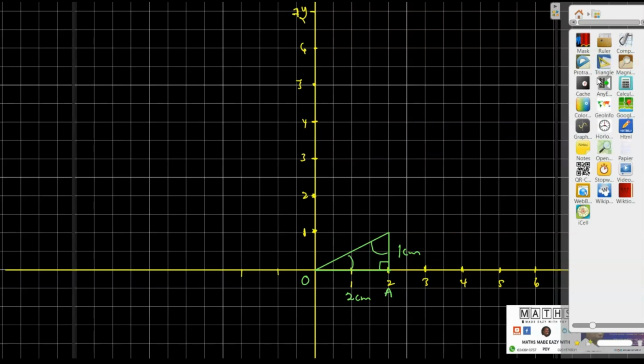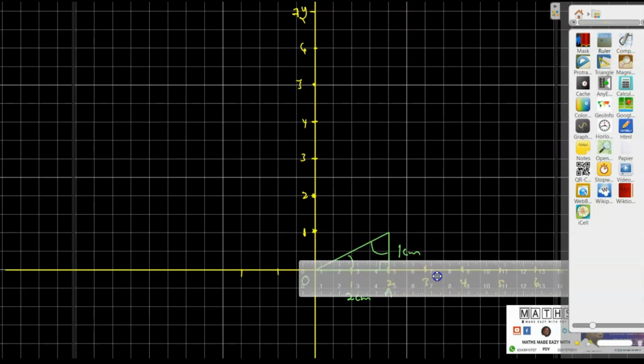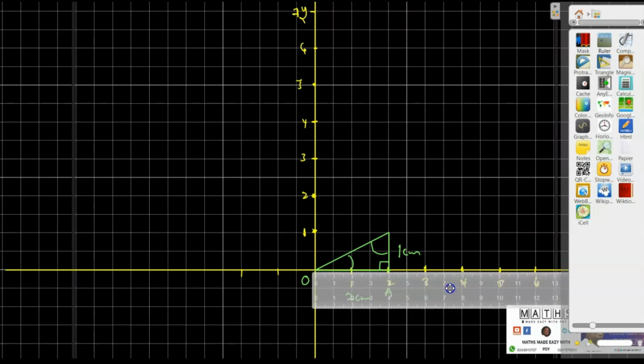I need a ruler. Where is the ruler? Okay, the ruler is here. Using the ruler, what dimension are we having? I believe it's 4, right? You see it as 4. 4 centimeters. Good. And then let us turn it and measure the other side.